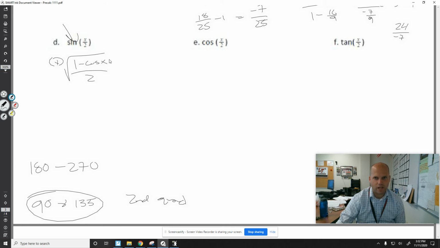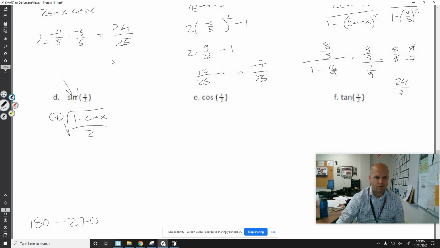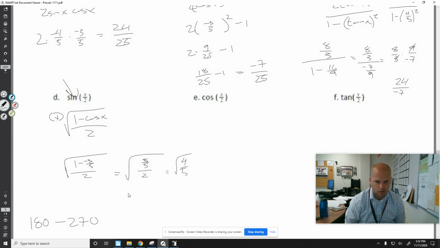So cosine is -3/5. I got root of (1 minus -3/5) over 2. This is root of 5/5 plus 3/5. That's minus a negative. So 8/5. 8/5 over 2 is 8/10 or 4/5. So this is root 4/5, which is 2 over root 5, which is 2 root 5 over 5. Rationalize this. 2 root 5 over 5.